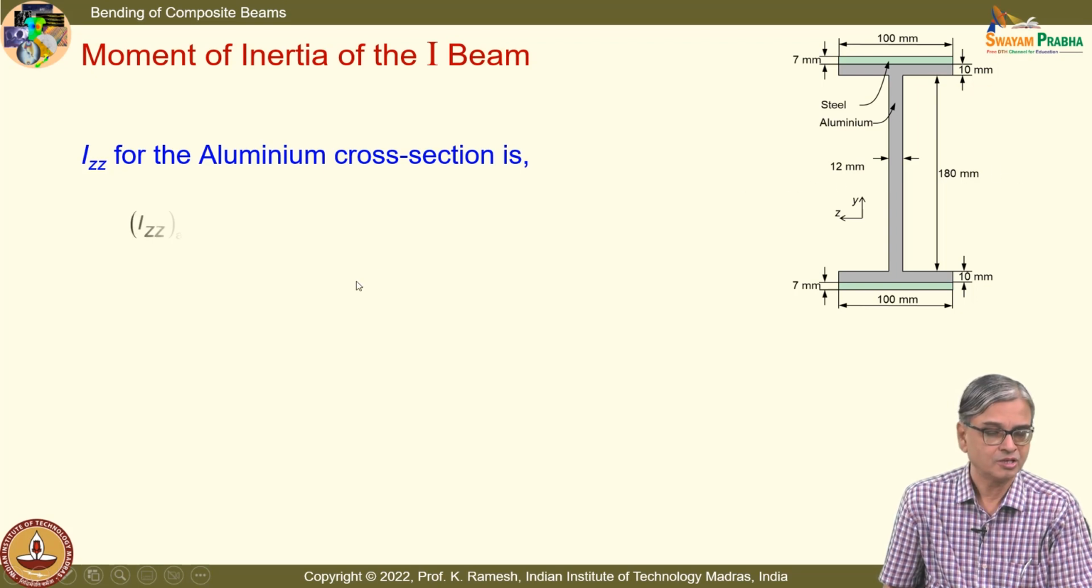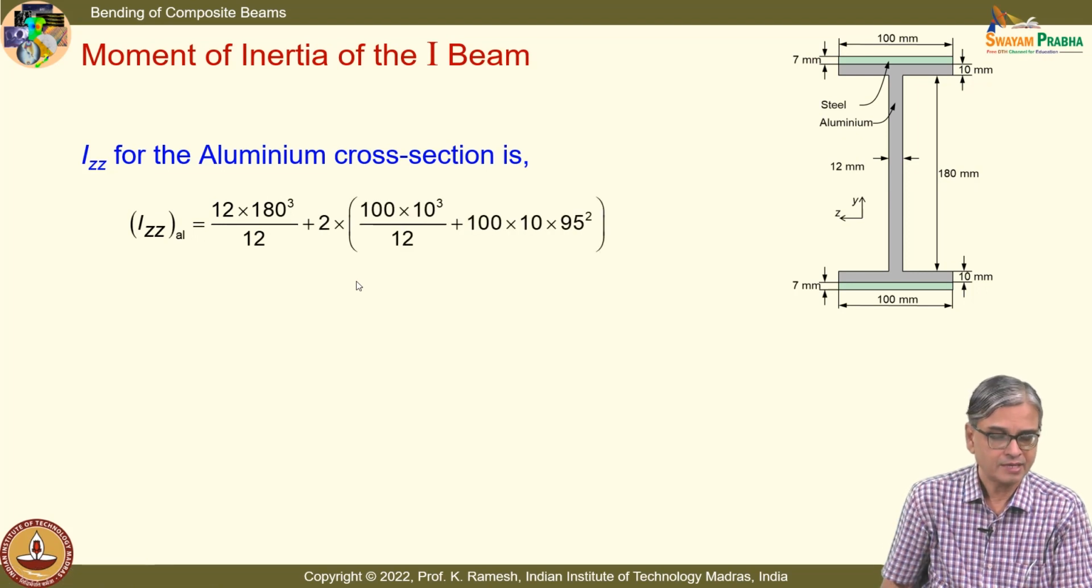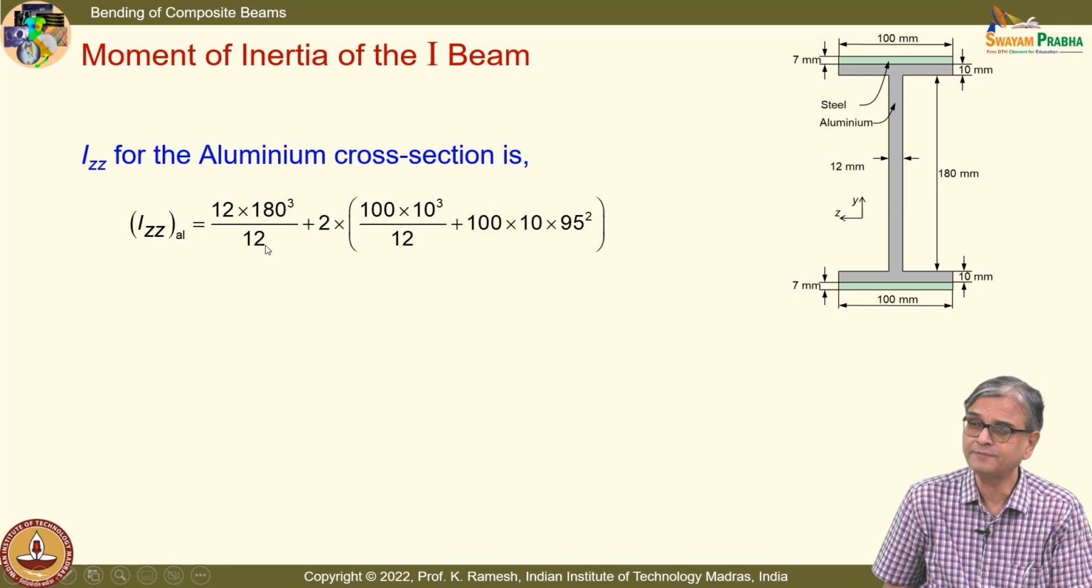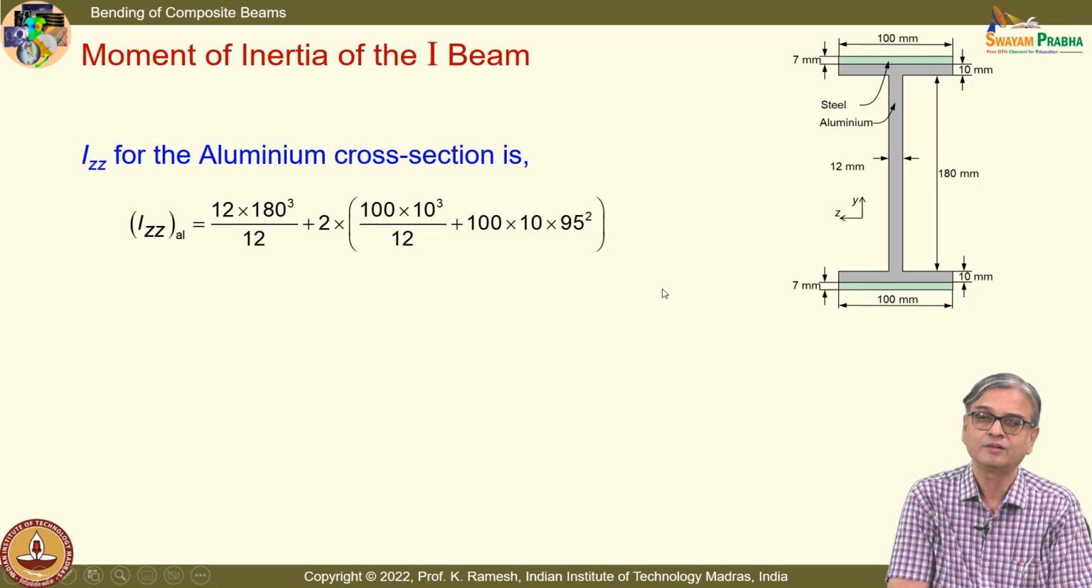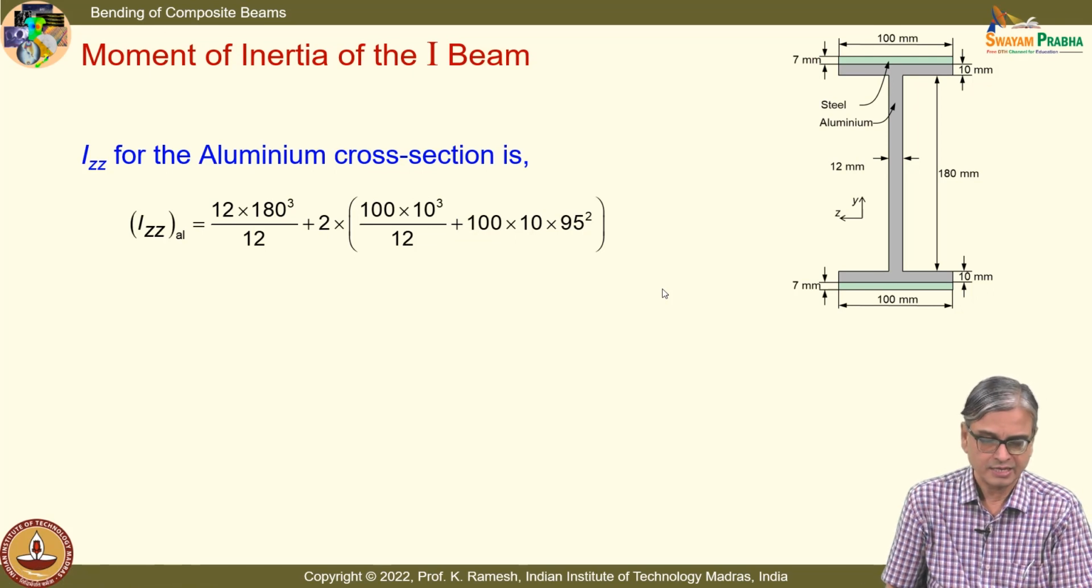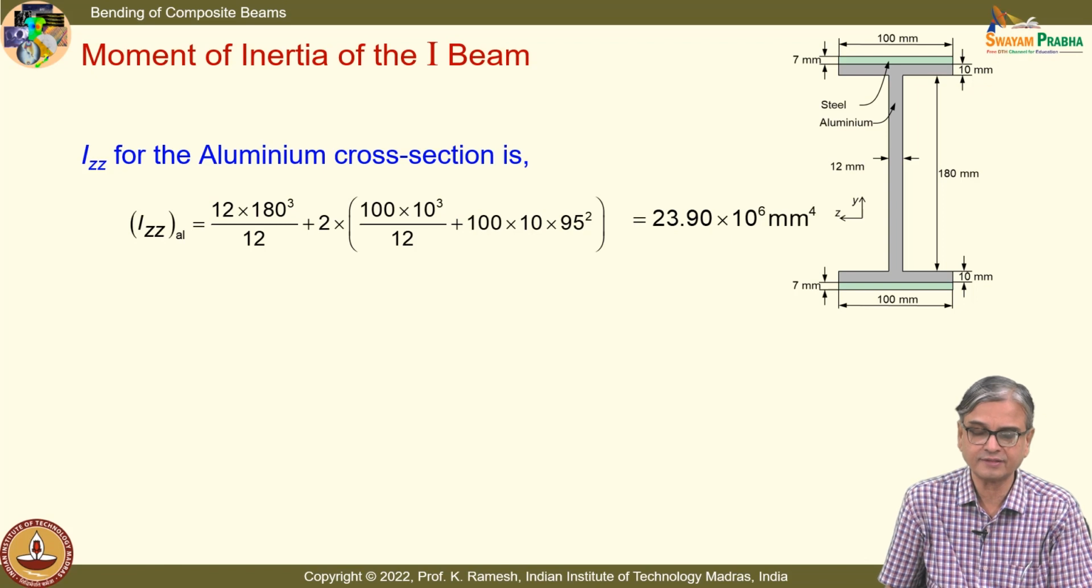Okay. So, when I go to aluminum, I have b d cube by 12 for this rectangle here, and for this rectangle I have b d cube, 100 into 10 cube by 12. So, I have two of them. So, I have a multiplication factor 2 here, and I also put the parallel axis theorem. I have to put A r squared, and then I have the area and I have put the distance. So, this you can calculate what is the value of this, and this turns out to be 23.9 into 10 power 6 millimeter power 4.